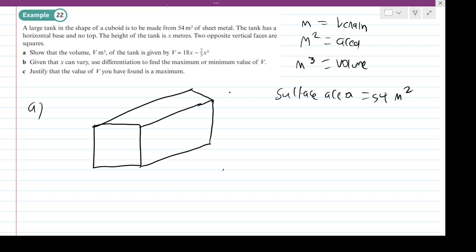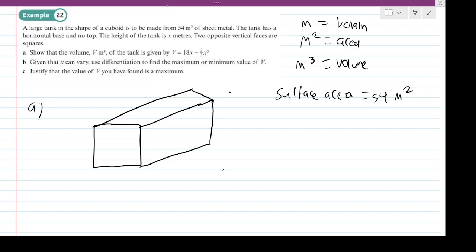I'm then told it has a horizontal base, which you can't see, but hopefully you can visualise. It's going to be the opposite. It's going to be underneath the top shape I've dashed right there, and it has no top. Okay, that means basically the top is open, right? It's not filled in with anything, it's just open, right? So things can go in directly from the top there, okay?